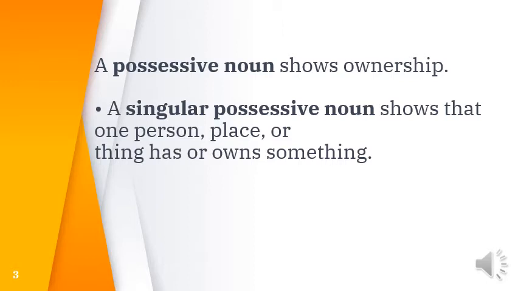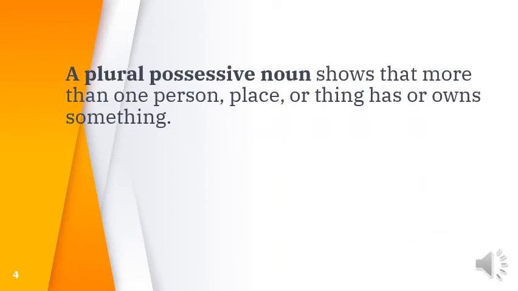So what is a singular possessive noun? We have studied last week about nouns, plural and singular nouns. So if I want to form the possessive noun, I have to look at the noun first, whether it is a singular or plural noun. A singular possessive noun shows that one person, place, or thing has or owns something. A plural possessive noun shows that more than one person, place, or thing has or owns something.